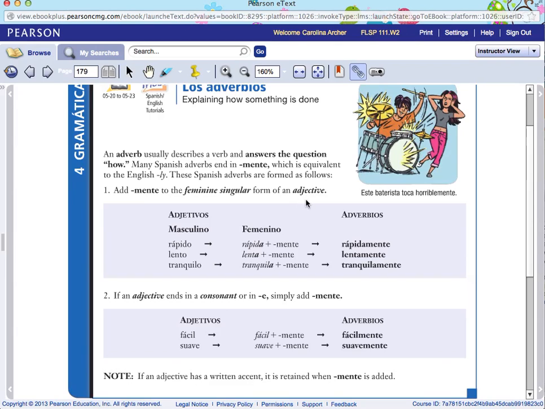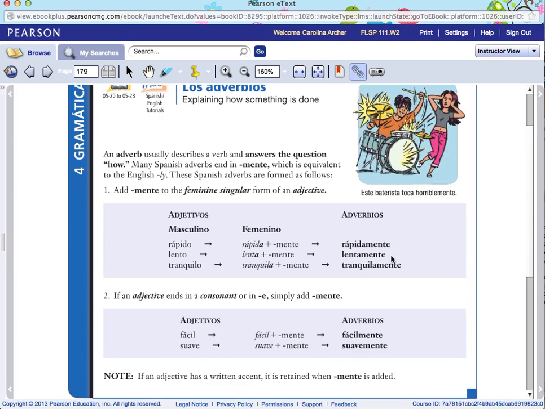For adjectives that have masculine and singular forms, first you have to put them in the feminine singular form, and then you just add mente to that adjective. Okay, and it becomes an adverb. So, for example, rápido is masculine, so you put it in the feminine, rápida, and then add mente, rápidamente. Okay, lento means slow, and it's an adjective, so you put it in the feminine form, lenta, and add mente, lentamente, and it becomes an adverb.